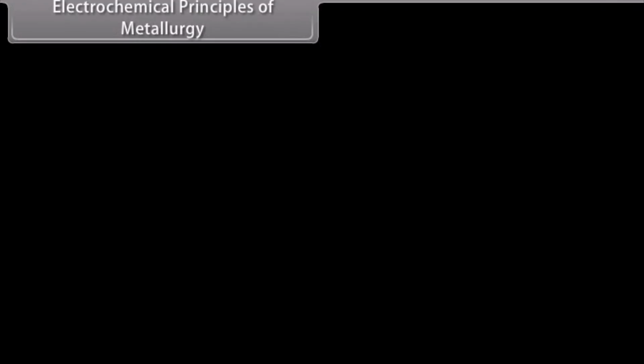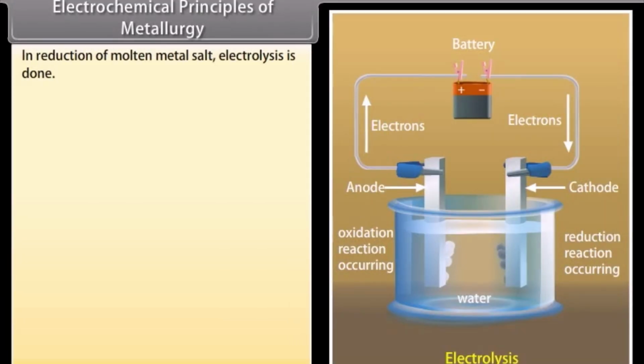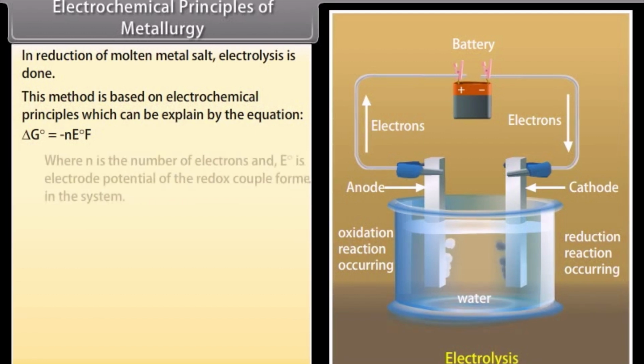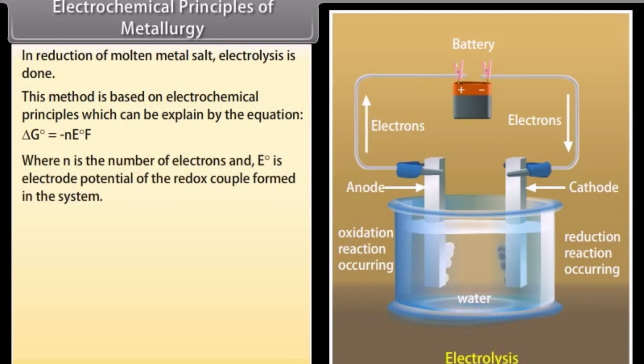Electrochemical principles of metallurgy. In reduction of molten metal salt, electrolysis is done. This method is based on electrochemical principles which can be explained by the equation ΔG° = -nE°F, where n is the number of electrons and E° is the electrode potential of the redox couple formed in the system.